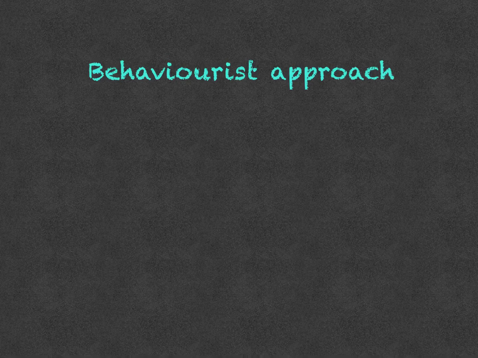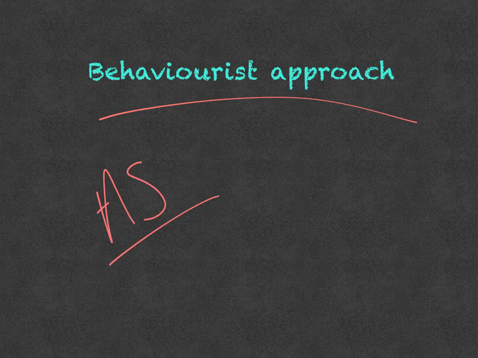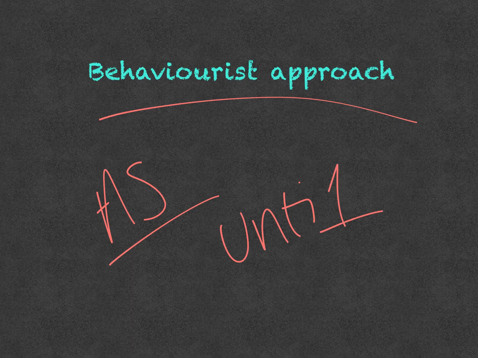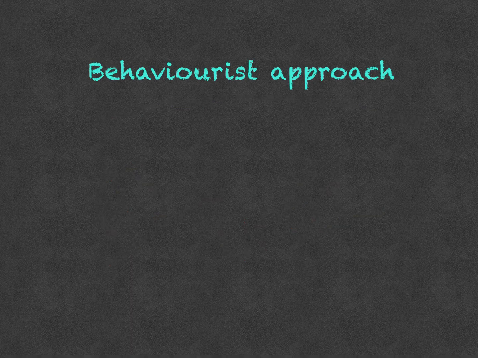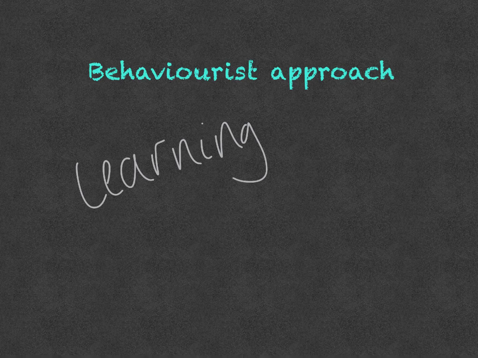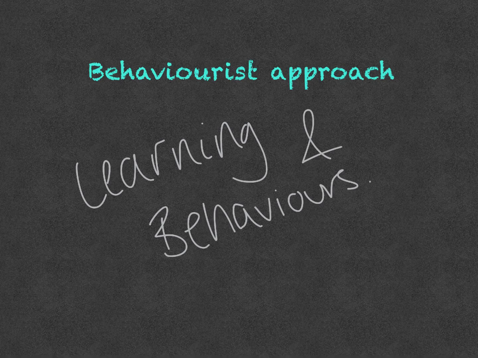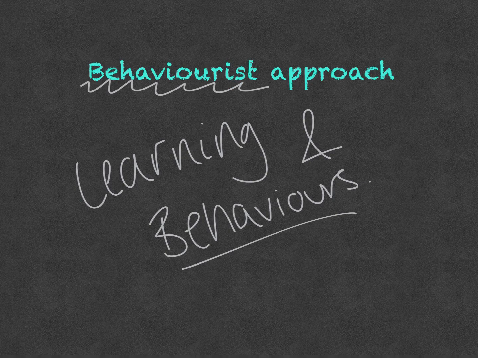Hello, in this video we are going to look at the behaviourist approach, which is in your AS level in Unit 1 for psychology. So the behaviourist approach in a nutshell is all about learning, as well as behaviours. So the word behaviours may not surprise you, as it is in the title of this approach itself. So within the behaviourist approach, we will be looking at how learning occurs and how our behaviour is created.